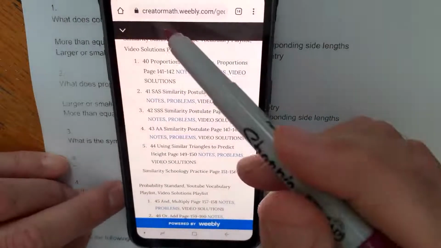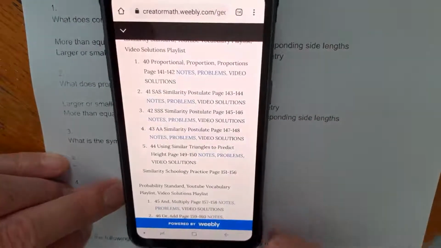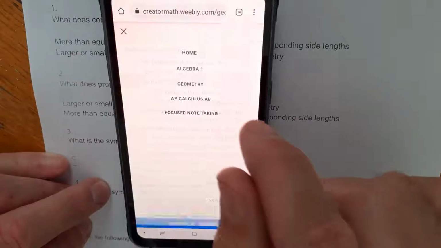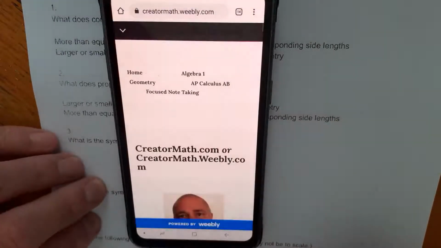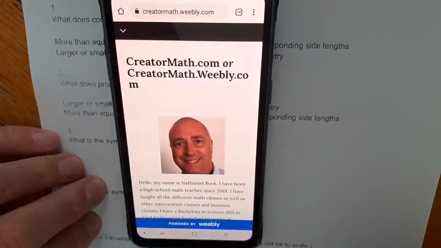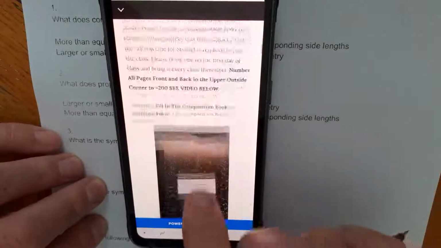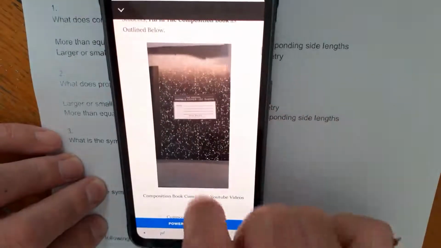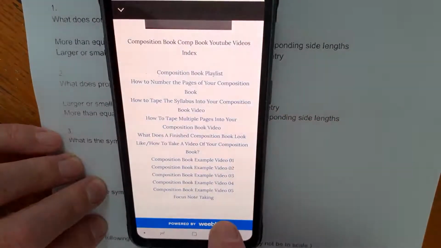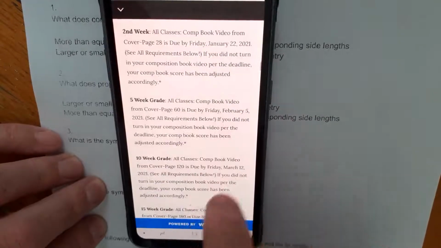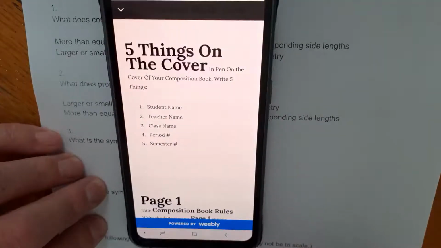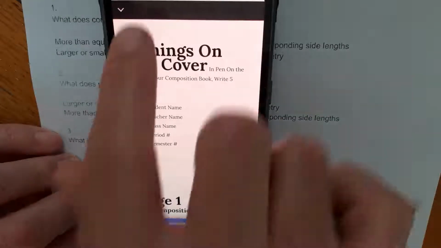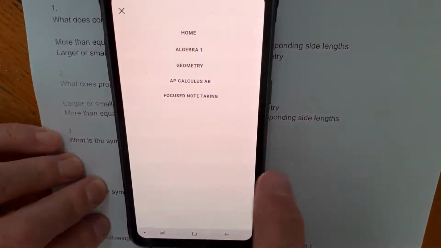Here's the website address. It's creatormath.weebly.com. Please type that into Google. If you do, you should get to this home page. If you have any questions on the composition book, please scroll right down from this home page to the large print composition book and the picture of the composition book. Please follow all of these videos. Watch them all. Follow these deadlines and follow these directions. If you do, you should have a 90% to 100% on your composition book.